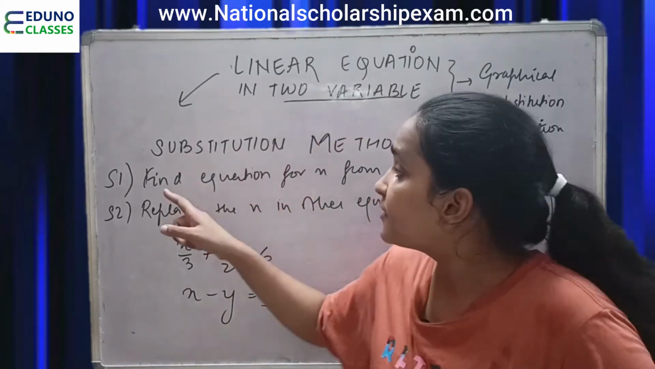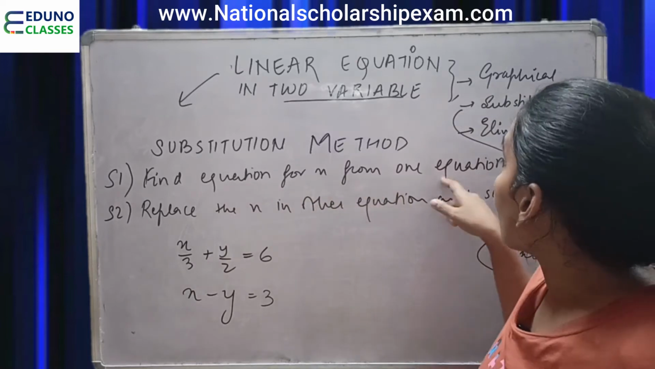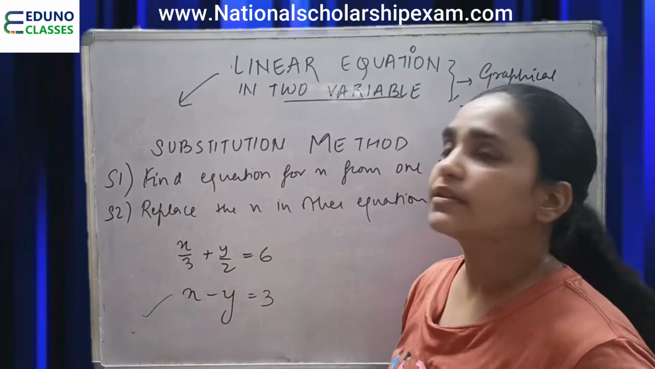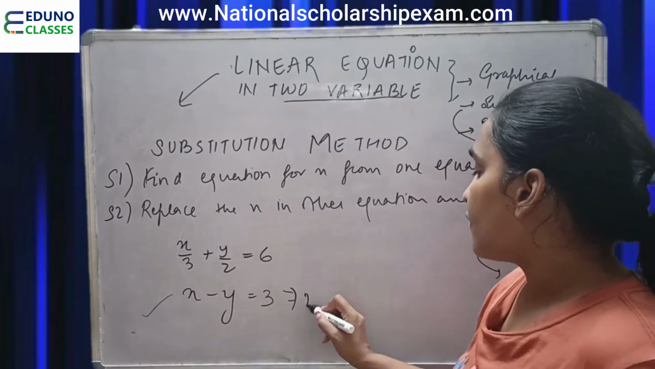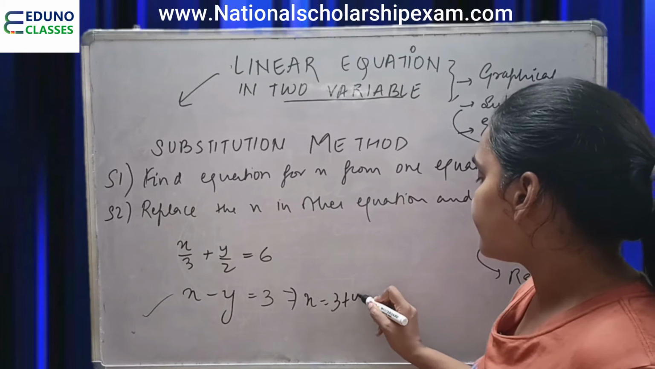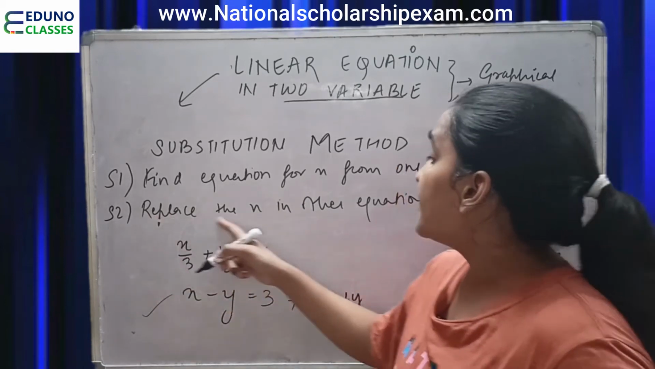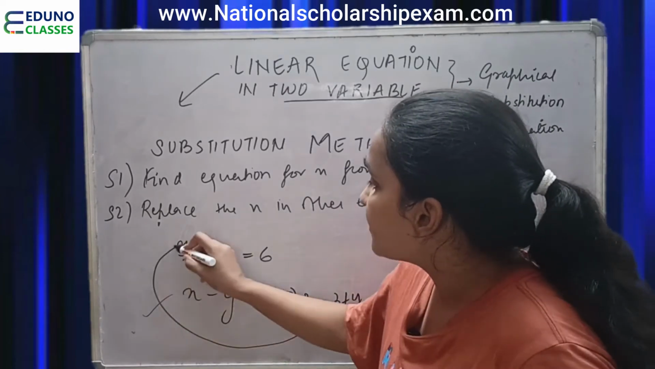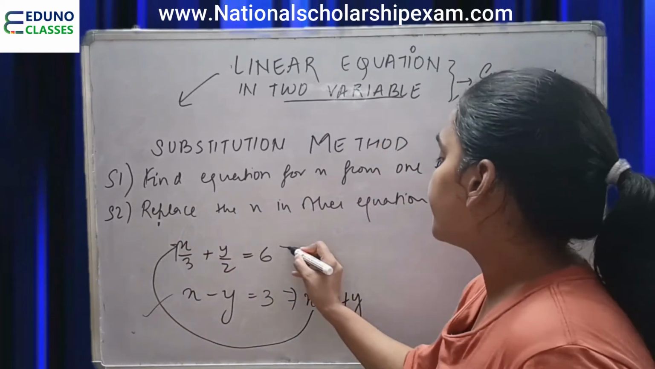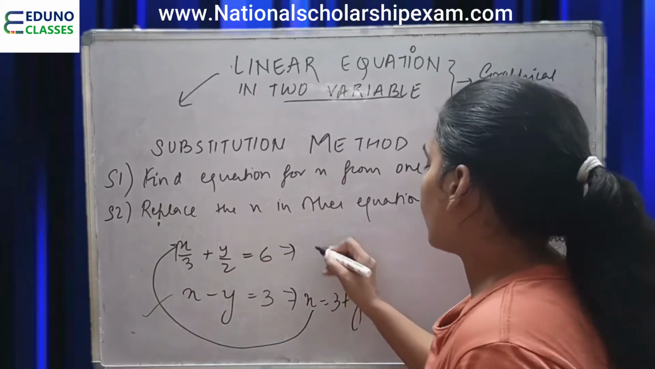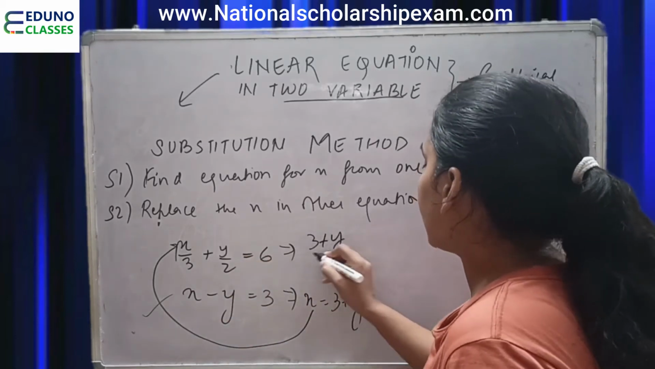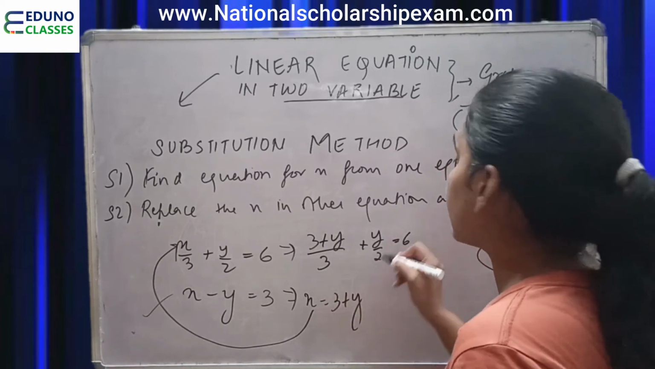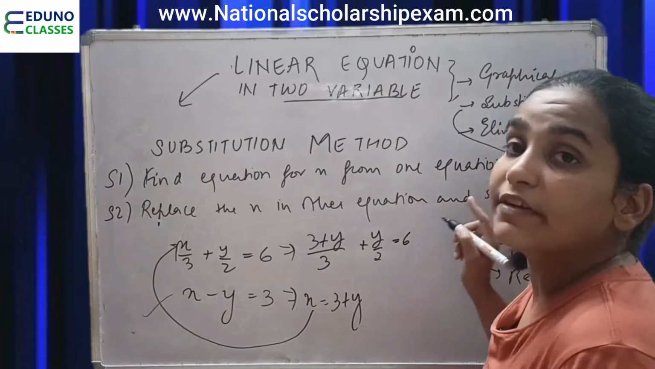The first step says find equation for x from one equation. Choose any one equation and find the value of x. I am choosing this equation. What is the value of x? x is equal to 3 plus y. Now it is saying replace the x in the other equation and solve. So I have to replace x in this equation and solve for it. So x in this equation will be replaced as (3 plus y) by 3, plus y by 2, is equal to 6. Now it is saying to solve it.